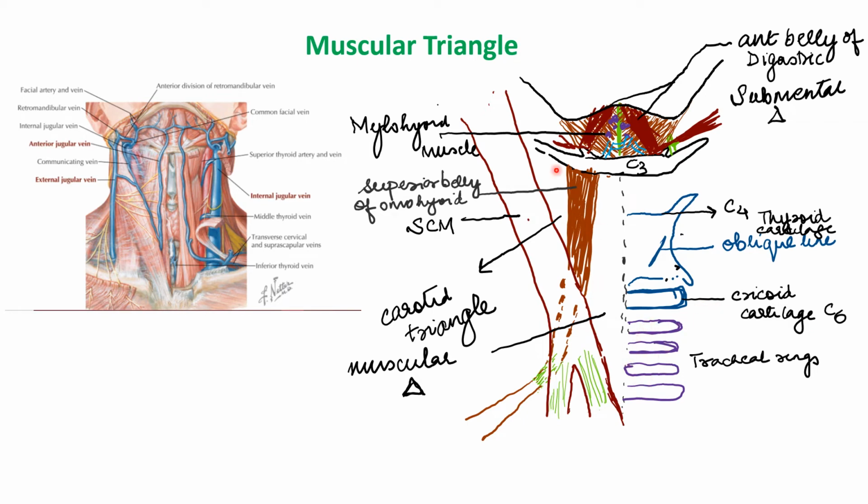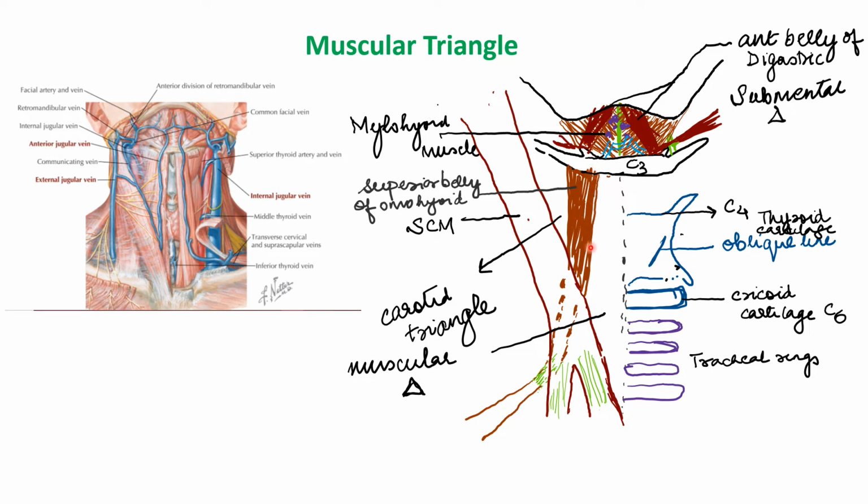Now, what is happening here is what we are going to see in the next area, the infrahyoid region, in which we are going to see the muscular triangle. After the deep cervical fascia is removed and the sternocleidomastoid is retracted a little bit, we can see the muscular triangle. Anteriorly, it is bounded by the anterior median line, the imaginary line running from the body of the hyoid bone to the sternum.